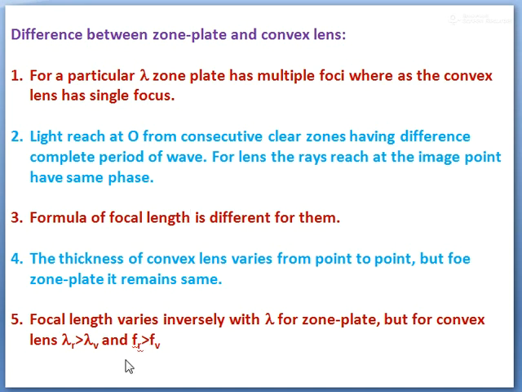আর কি, convex lensের যে thickness হয়, that thickness will vary point to point, but for zone plate it remains the same. তাহলে zone plate এর ক্ষেত্রে there will be no variation of thickness, but for convex lens there will be variation of thickness point to point. আর কি আমি বলতে পারি না, focal length varies inversely with lambda in case of zone plate.